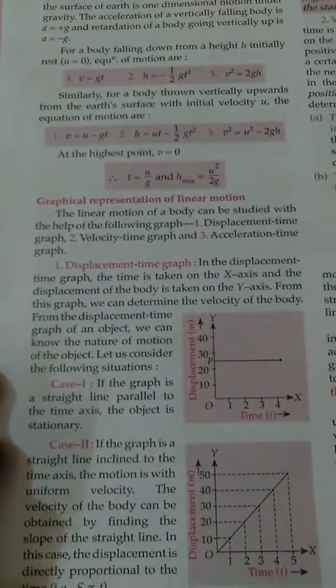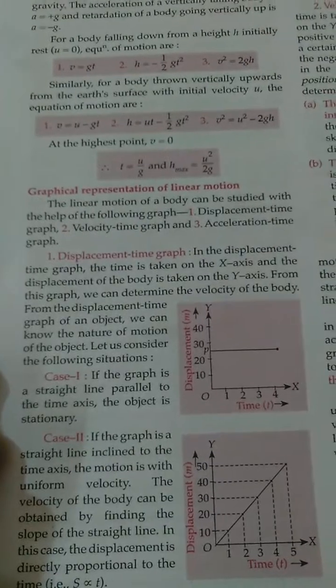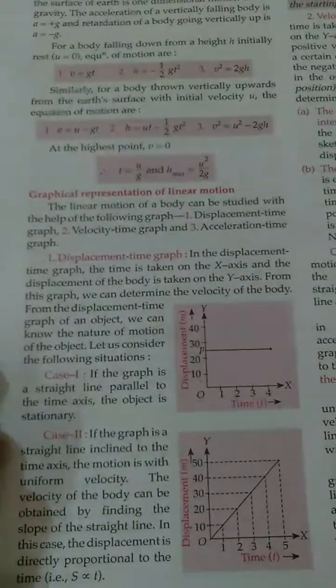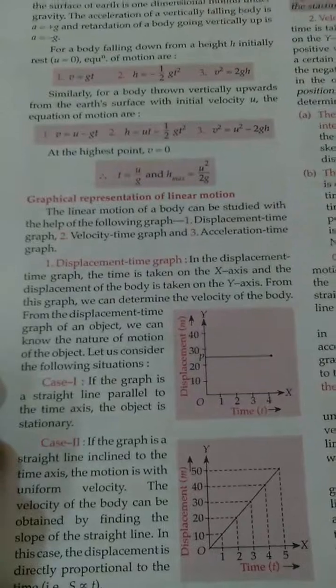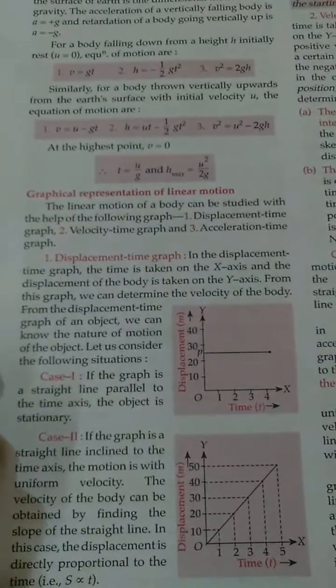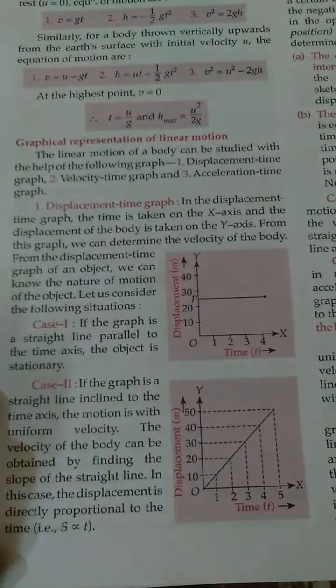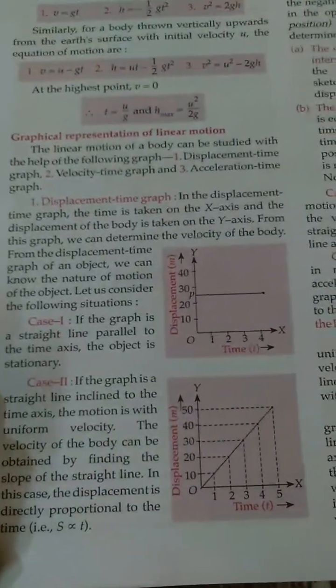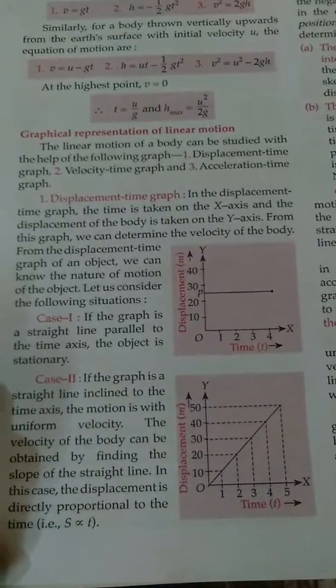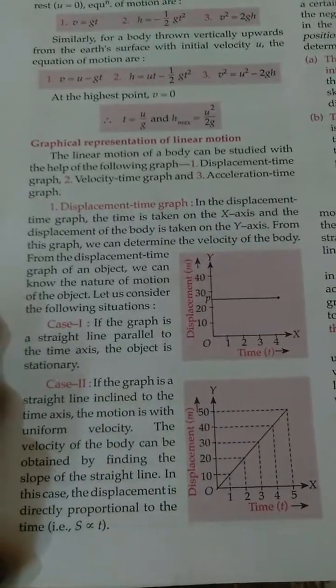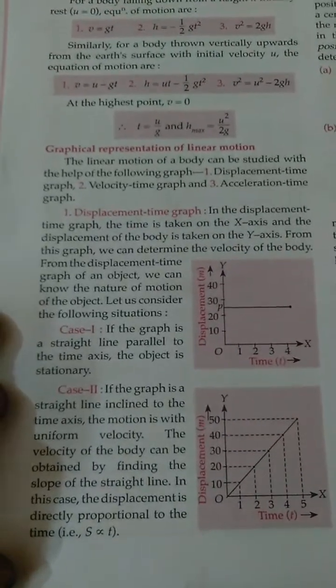Graphical representation of linear motion. The linear motion of a body can be studied with the help of the following graphs: displacement time graph, velocity time graph, and acceleration time graph. Displacement time graph. In the displacement time graph, the time is taken on x-axis and the displacement of the body is taken on y-axis. From this graph, we can determine the velocity of the body. From the displacement time graph of an object, we can know the nature of motion of the object.